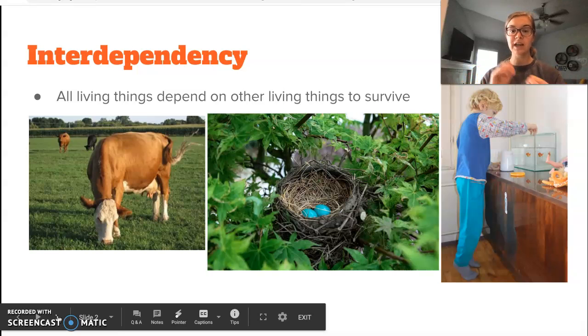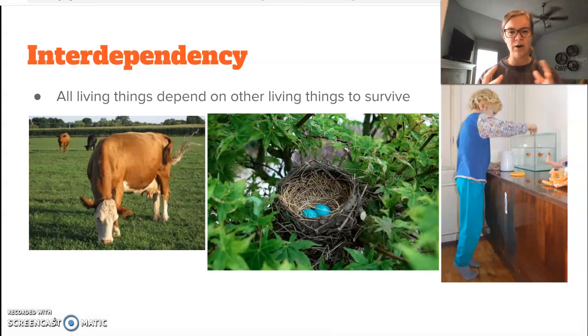If you notice, birds like to hide in trees to get them away from predators, from things that would eat them. So living things can also depend on other living things for shelter, not just for food. And this also made me think about, well, things eat things, so how can we look at that?